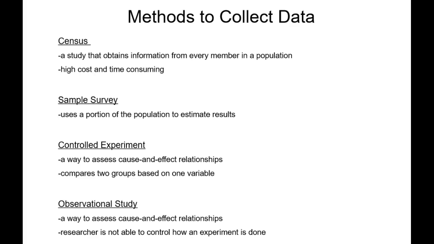The last one is an observational study. This is also a way to assess cause and effect relationships. The difference is that the researcher does not have the ability to adjust the variable or control the population that is a part of this study. They simply can just observe and take in that data.